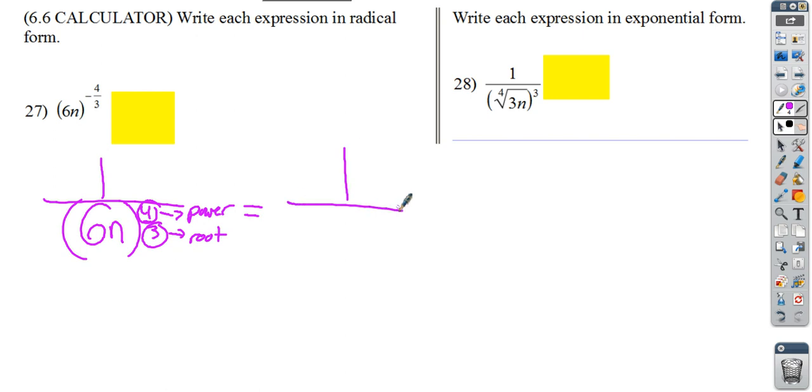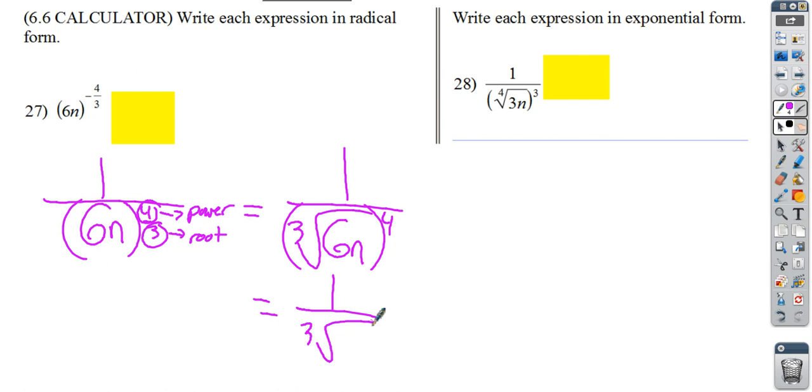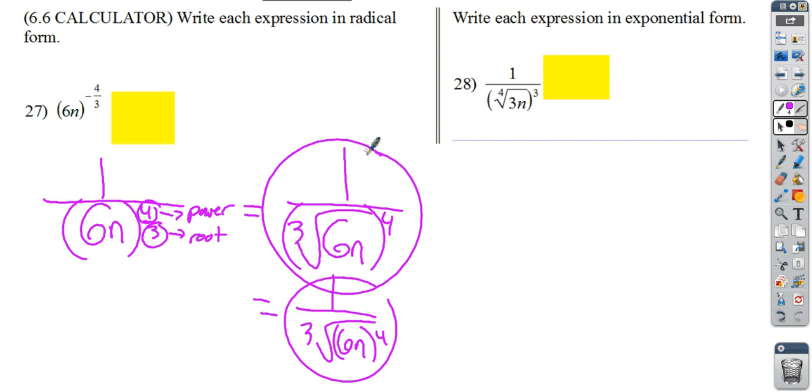We could say 1 over the cube root, because we're taking a root of 3, the cube root of 6n, and that whole thing to the 4th power. You could also write that as 1 over the cube root of 6n to the 4th. It doesn't matter which of those you use. So let's double check that we did that correctly. And there it is. They happen to write it like the second version that we wrote.